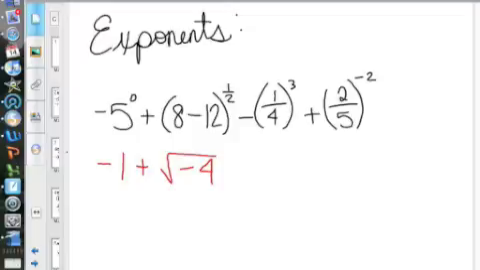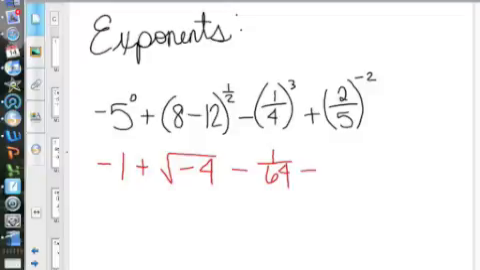Okay? If you're cubing a fraction and the whole fraction's in parentheses, but the minus sign's not, cube the top and the bottom. What's 1 cubed over 4 cubed? Okay, it's not 3, it's 1. It's 1 times 1 times 1 over 4 times 4 times 4.